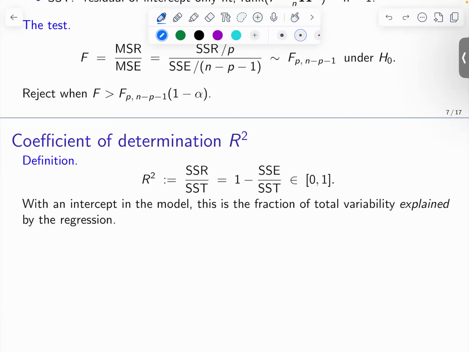So SSR picks up most of the SST. If it's close to 0, it means that SSE picks up most of it, the unexplained part. And so it's a single summary of that variance decomposition identity. It's the fraction of total variability explained by regression, basically.